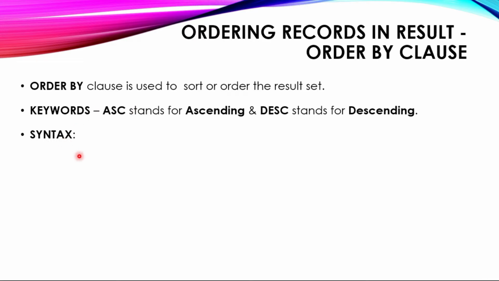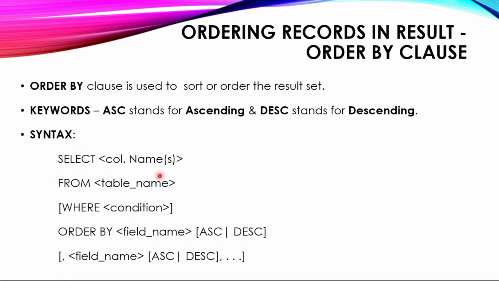Syntax for order by clause is select name of the column from name of the table. Where condition is optional, you can specify if you want to filter the data. If not, then order by is the keyword. Order by which column you want to sort, specify the name of the column and give space and specify whether you want to sort it in ascending or in descending. So you have to use the keyword order by, name of the column, ascending or descending.